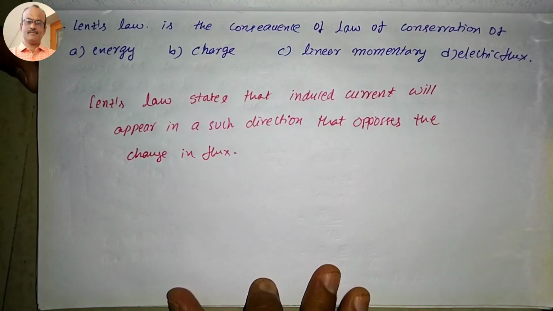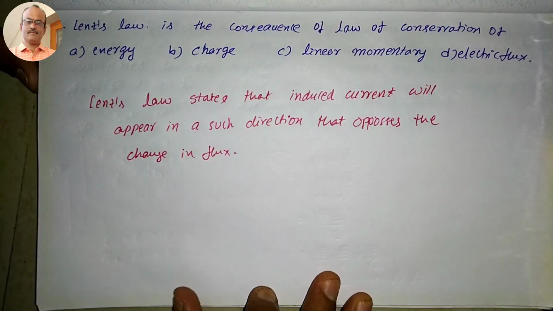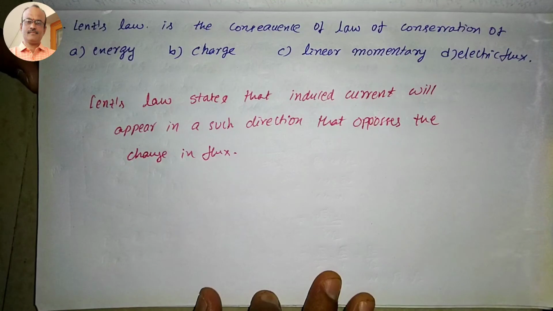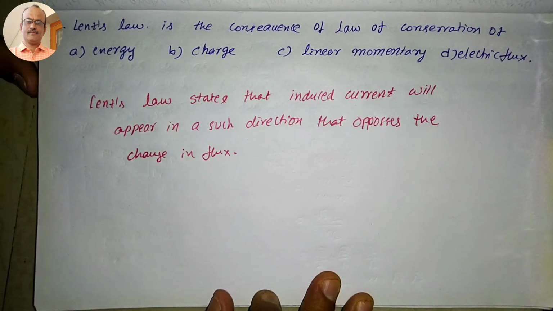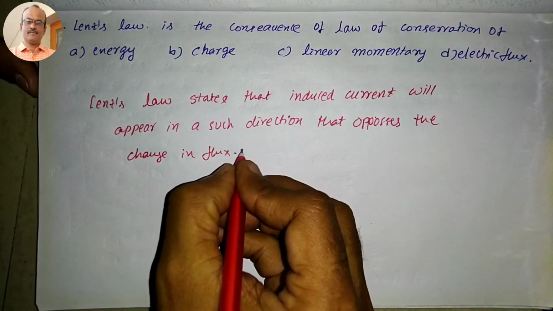Now the question number 19. Lenz's law is the consequence of law of conservation of which one? Energy, charge, linear momentum or electric flux. But what Lenz's law states that? Lenz's law states that induced current will appear in such a direction that opposes the change in the flux produced in it.